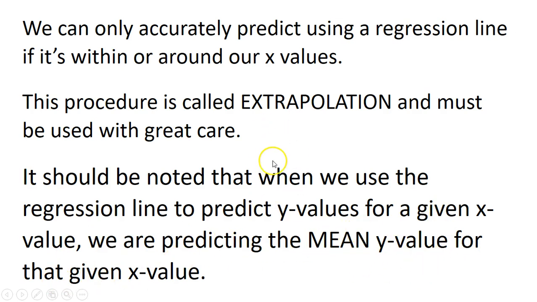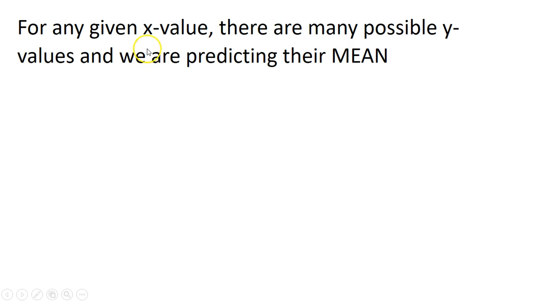The average Y value. That's why it's a predicted line. It's not the actual accurate thing. It's the mean of those that could possibly show up. That gives us our X value. For any given X value, there are many possible Y values, and we are predicting what their average is going to be.